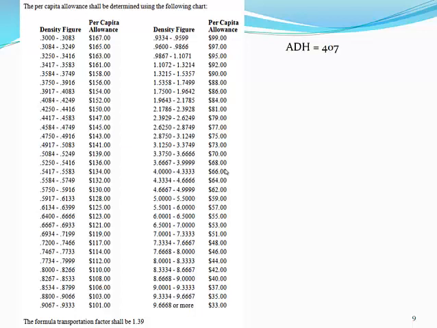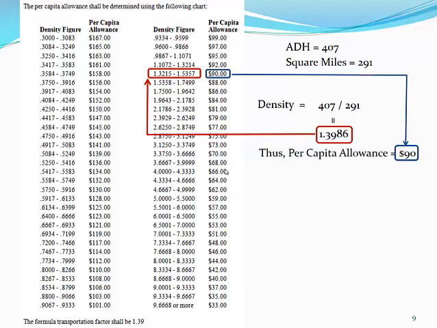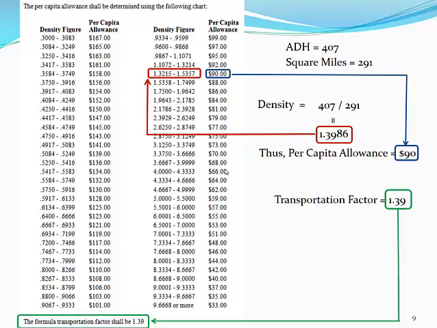And so what we do is we take our average daily haul in our imaginary district. We haul 407 students, and we haul them in a district that's 291 square miles. We divide those numbers to find our density. 407 divided by 291. Our density is 1.3986. We simply locate that on the chart. And here we see that it is equivalent to a per capita allowance of $90. Meaning we're going to give $90 for each student that's hauled.